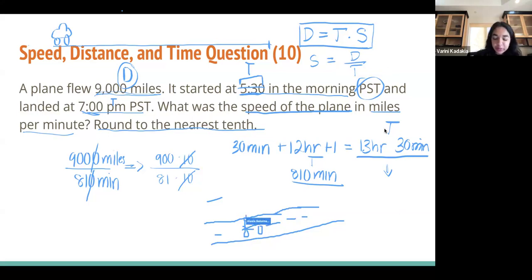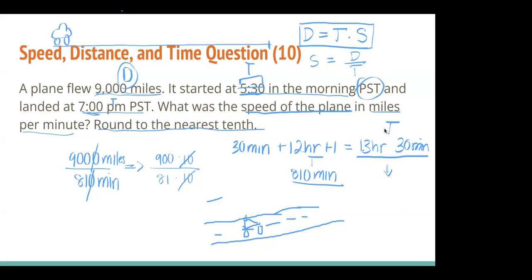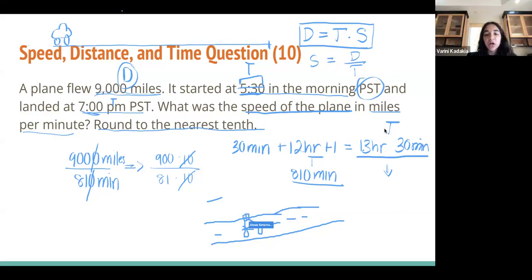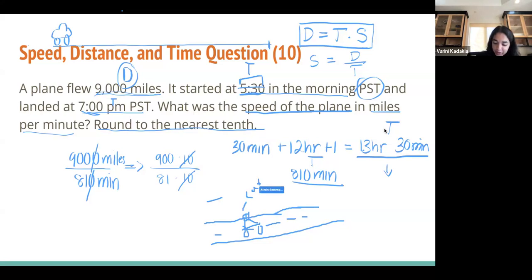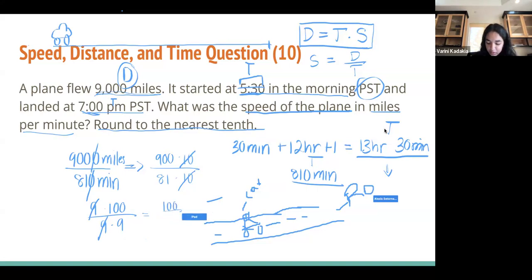Okay, so let's go back to simplifying. So now we have 900 over 81, right? Well, there is still one other common factor. Does anyone know what the common factor is? I think it's 9. Yeah, it is 9. So we can write 9 times 100, and 81 is actually 9 squared, or 9 times 9. So we get that this whole expression, 9,000 divided by 810, is equivalent to 100 over 9.